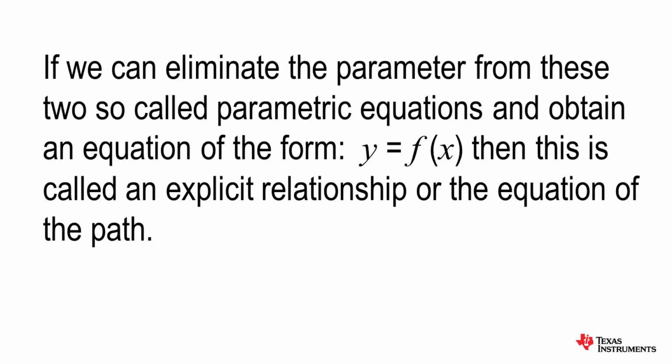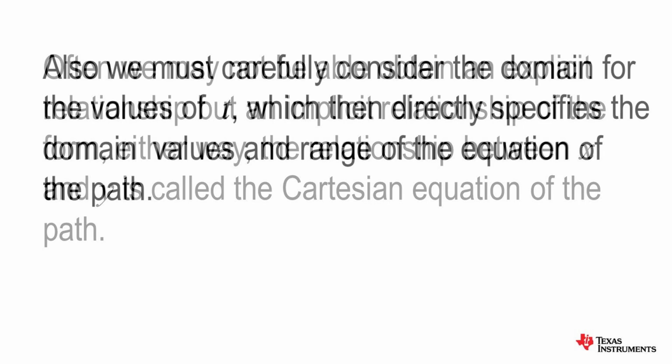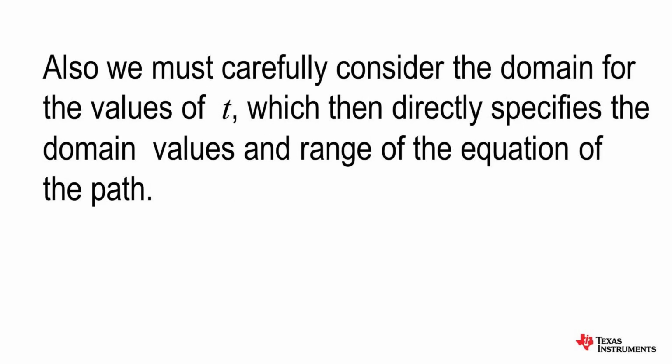If we can eliminate the parameter from these two equations, so-called parametric equations, we can obtain the explicit equation of the path. Sometimes we can't find an explicit relationship, but an implicit relationship of the form. Either way, this is the Cartesian equation of the path. Also, we might want to carefully consider the domain of the values of t, which often specifies the domain and range of the variables concerned here.